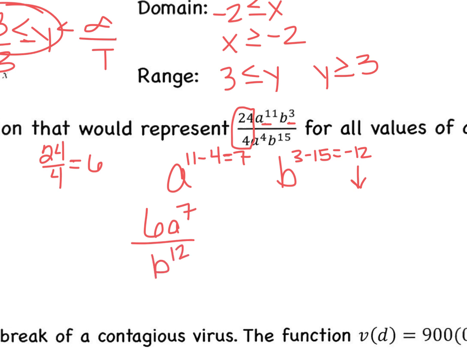Now you can also pay attention to what you're doing with your letters up and down. We have more a's on the top, so that 7 is going to stay on the top. We have more b's on the bottom, so that 12 is going to go to the bottom.